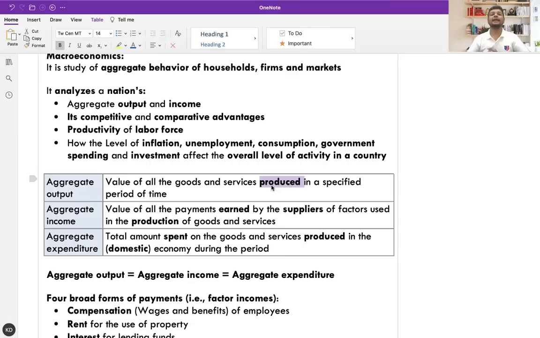The same can be calculated. The overall economic activity can also be measured with another thing that is called aggregate income. Now, income of everyone who is there in the economy and their income. For example, the value of all the payments earned by the suppliers of factors of production. Can you tell me what the factors of production are? What do you need to produce? Labor, capital, land or property. Land, yes. And then entrepreneurship or technology and other things, right?